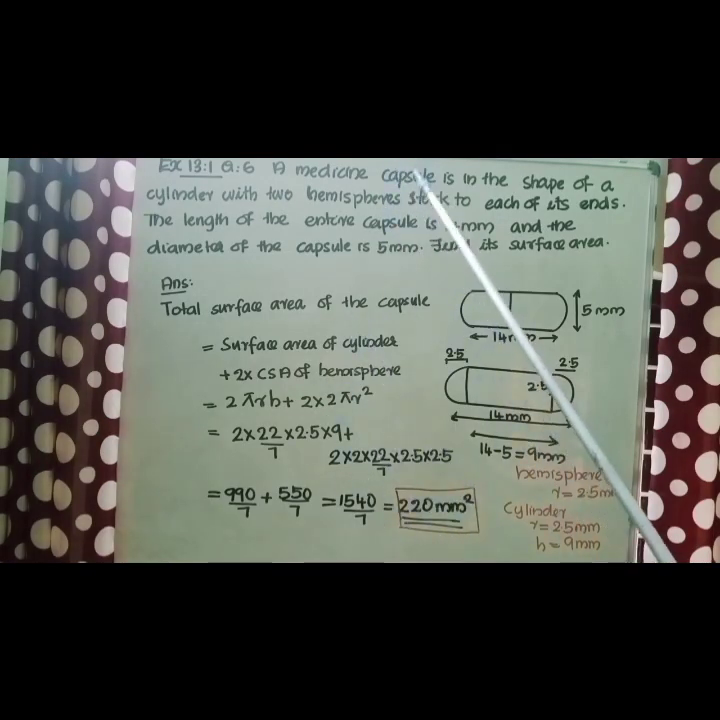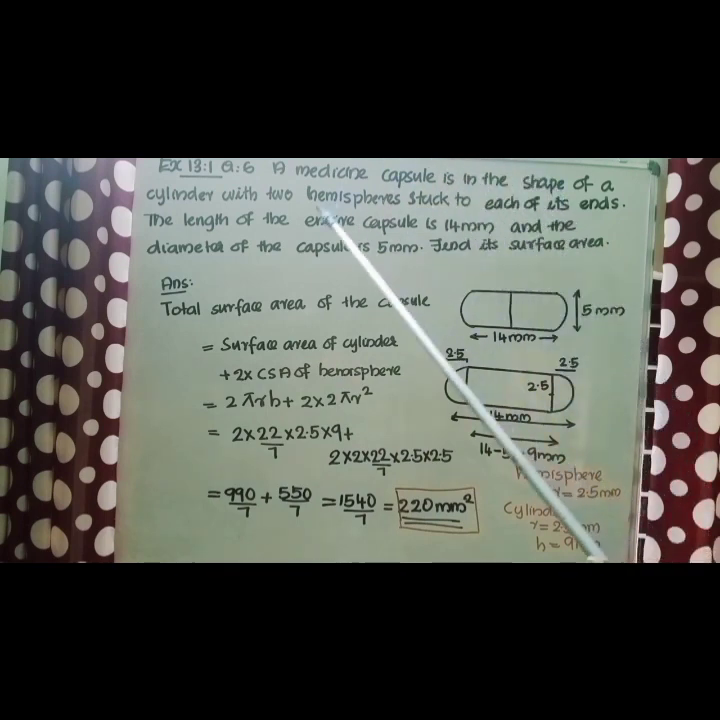A medicine capsule is in the shape of a cylinder with 2 hemispheres stuck to each of its ends. The length of the entire capsule is 14 millimeter and the diameter of the capsule is 5 millimeter. Find its surface area. So here is given the figure of the capsule. I have drawn it again here. Now you can see a cylindrical portion is there. Then 2 hemispheres are on both ends.